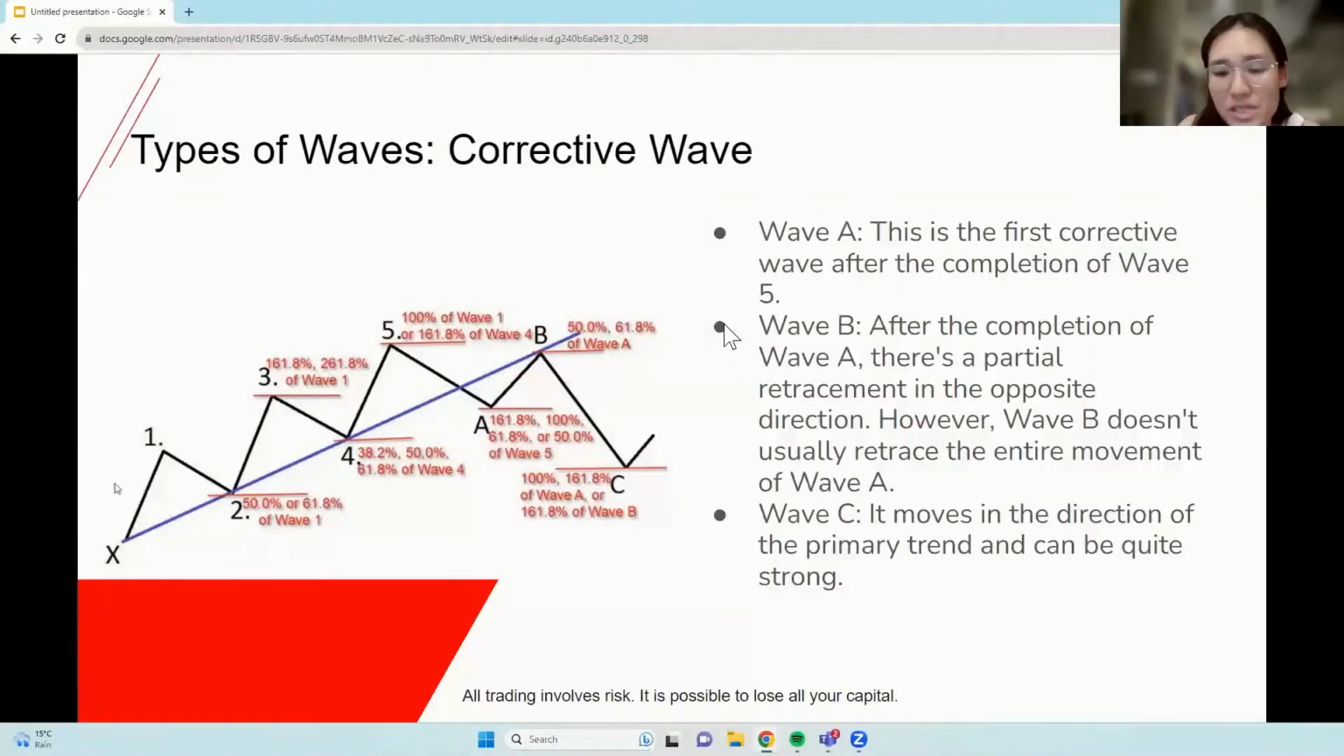Okay, next we have wave C. So this is the final corrective wave and is often the most dynamic of the 3. It moves in the direction of the primary trend and can be quite strong. Once again, the percentages are not crucial to take note of, but it's important to maybe remember some of them. But what's more important is the 3 main rules that I'm going to be talking about in the next slide.